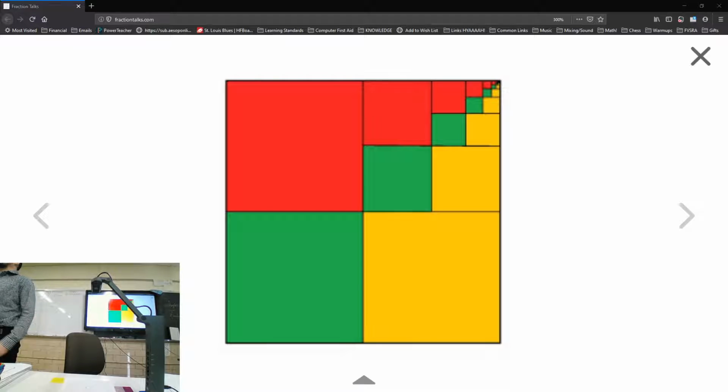Let's talk about it. Anybody have a strategy that they use to figure out the area taken up in red, taken up in green, taken up in yellow? Any interesting thoughts?